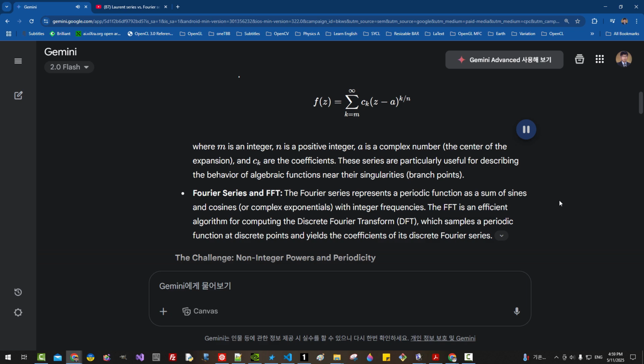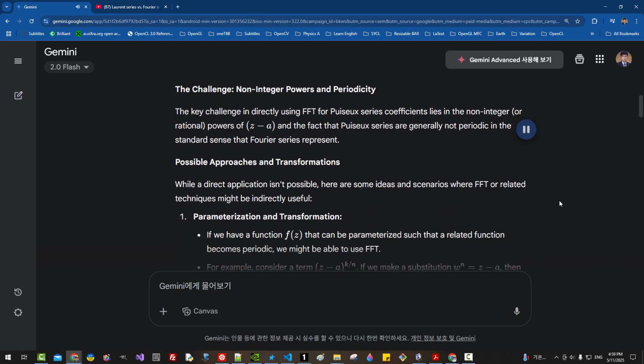Fourier series and FFT. The Fourier series represents a periodic function as a sum of sines and cosines, or complex exponentials, with integer frequencies. The FFT is an efficient algorithm for computing the discrete Fourier transform, DFT, which samples a periodic function at discrete points and yields the coefficients of its discrete Fourier series. The challenge: non-integer powers and periodicity. The key challenge in directly using FFT for Puiseux series coefficients lies in the non-integer, or rational, powers of (z - a), and the fact that Puiseux series are generally not periodic in the standard sense that Fourier series represent.